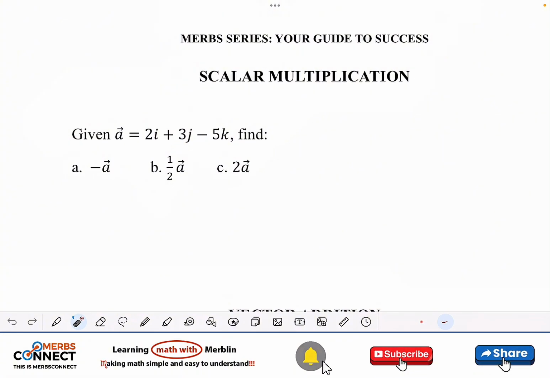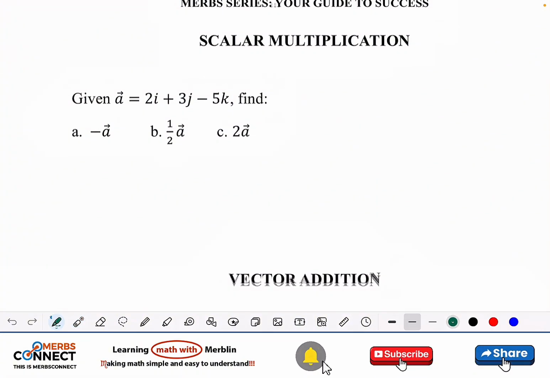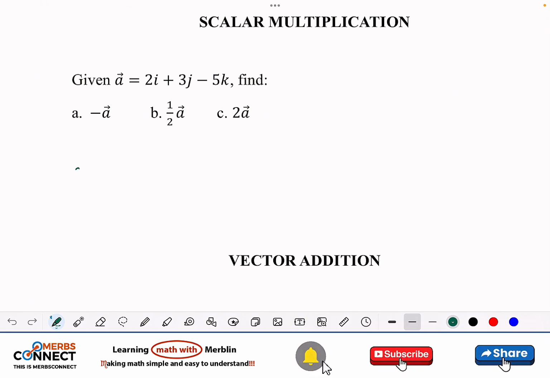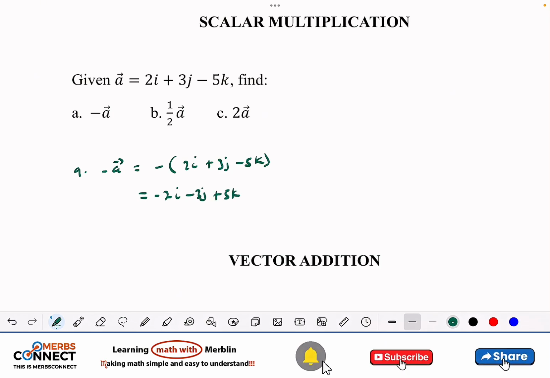So, scalar multiple, right? Scalar multiplication. If you want to talk about this, what will be a is very simple. We just need to negate this, right? So this is going to be minus a, this is going to be minus 2i plus 3j minus 5k, and this is going to give us minus 2i minus 3j plus 5k, right? Very simple.